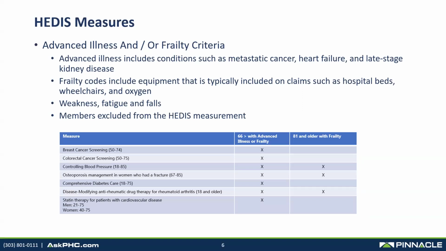Disease-modifying anti-rheumatic drug therapies for rheumatoid arthritis: if that patient is 18 or older, there is no cutoff age limit for the anti-rheumatic drug therapy for a patient that is on some type of drug for rheumatoid arthritis. Now, I did provide the statin therapy for patients with cardiovascular disease, because they are not included in the diabetic patient monitoring since they have cardiovascular disease. For men, it is age 21 to 75, and for women, it's aged 40 to 75.